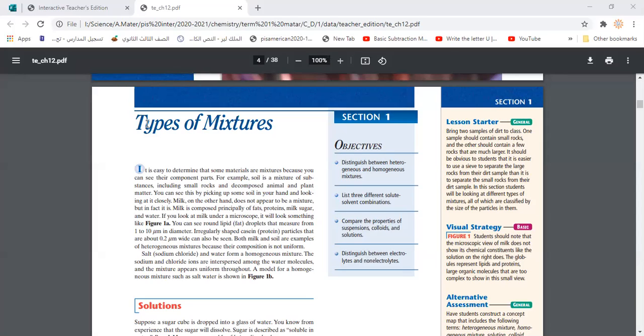Once we talk about mixtures, first of all, we need to know the meaning of mixture. If I ask you what the difference between mixture and compound is, that is a very, very important question. We need to differentiate between compound and mixture just to understand what a mixture is and how it's different from a compound.